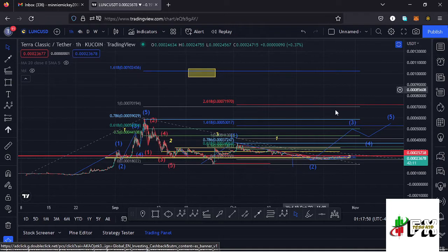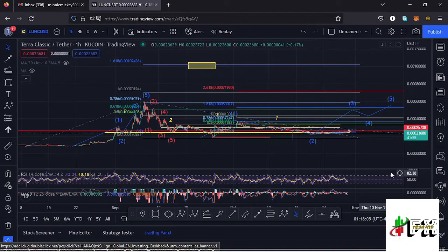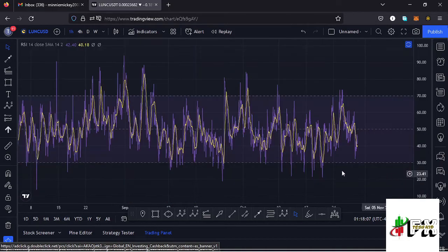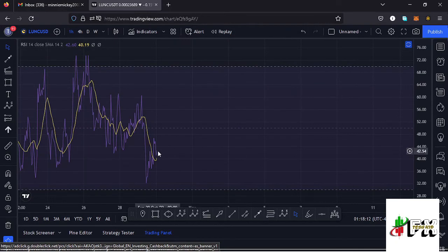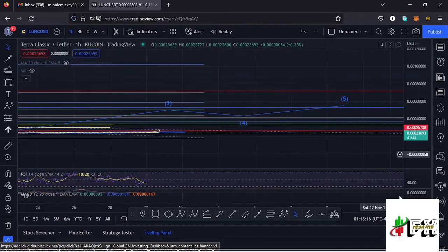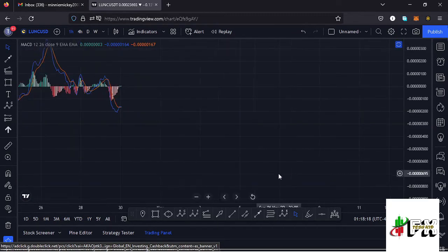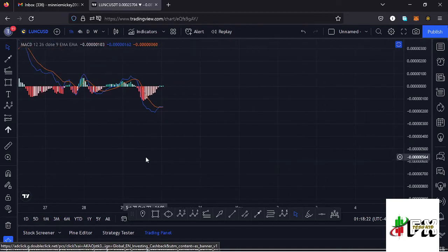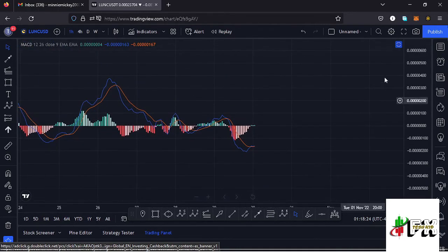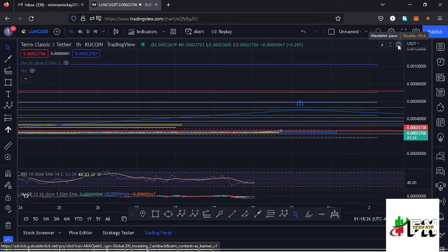So let's be patient and see how that plays out. Also taking a look at the indicators here on the 1 hour RSI, we are trading at around the 42 mark, and that means we have massive room for us to support any movements to the upper side. Also taking a look at the MACD, on the MACD we have printed a bullish cross, and that means higher prices are coming our way. So let's be patient and see how that plays out, and I'll keep you updated.